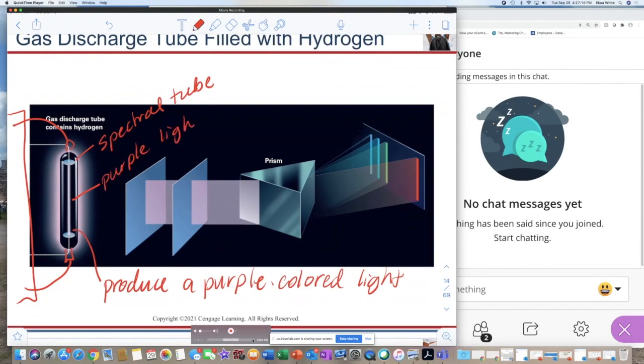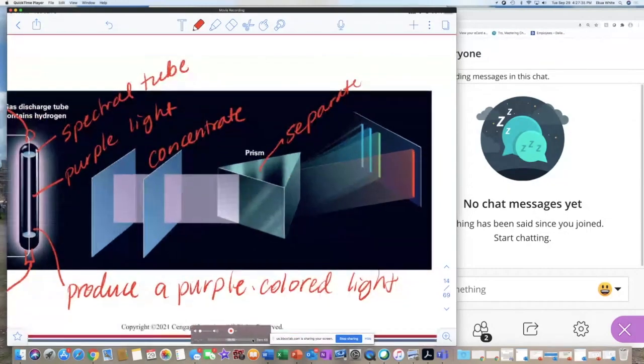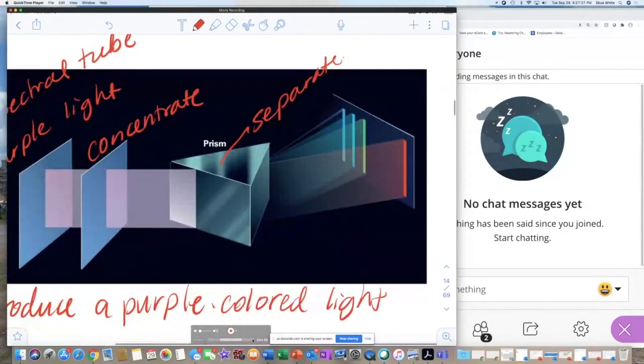Well, we do what we normally do, which is to concentrate the light here so we can focus it, right? So we can have enough. And then the prism separates the light. So trying to sort it out to see which one is which. And then here it produces the components. So what we were seeing as purple, our eyes were not able to separate it for us.